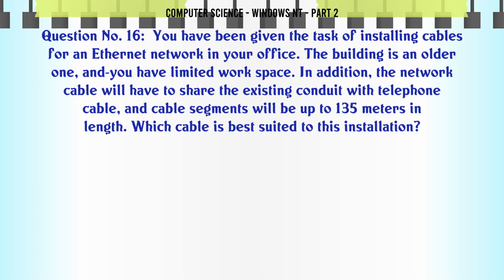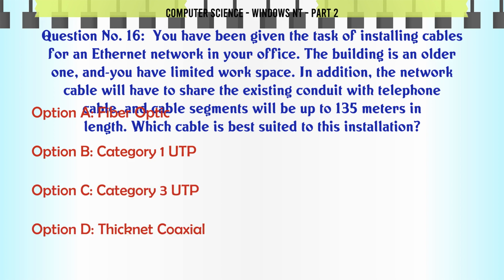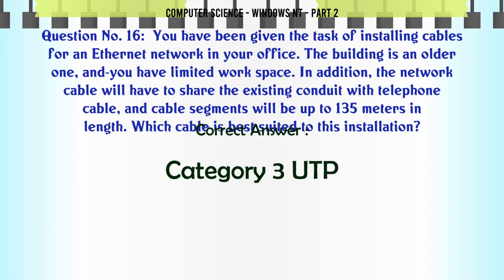You have been given the task of installing cables for an Ethernet network in your office. The building is an older one and you have limited workspace. In addition, the network cable will have to share the existing conduit with telephone cable, and cable segments will be up to 135 meters in length. Which cable is best suited to this installation? A. Fiber optic. B. Category 1 UTP. C. Category 3 UTP. D. Thicknet coaxial. The correct answer is Category 3 UTP.